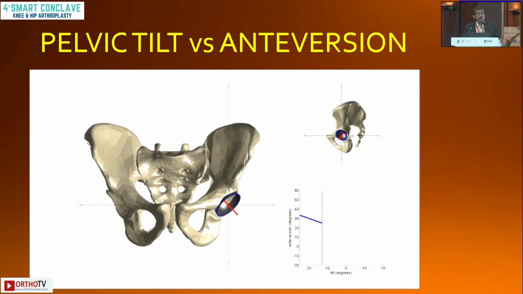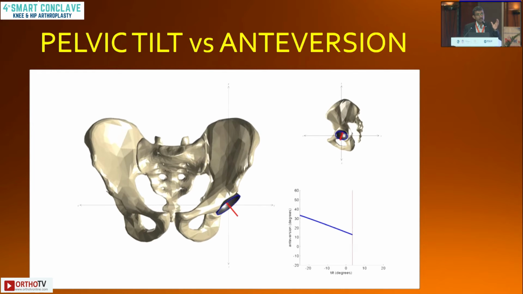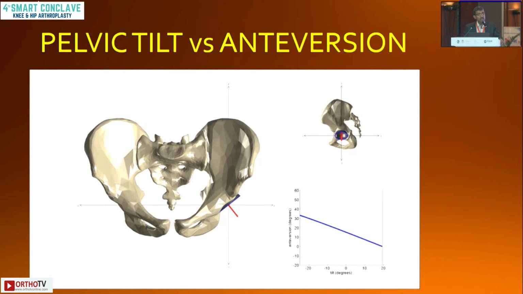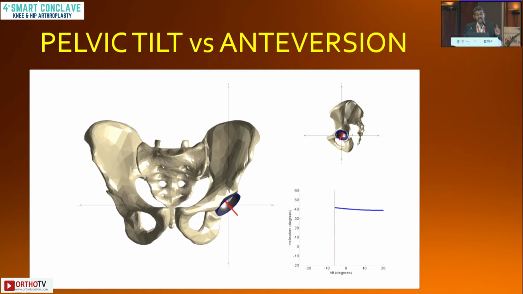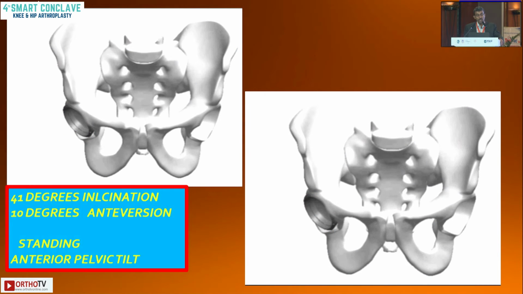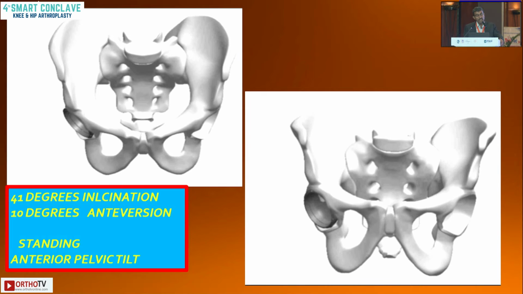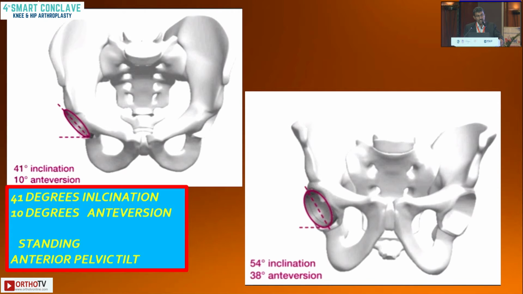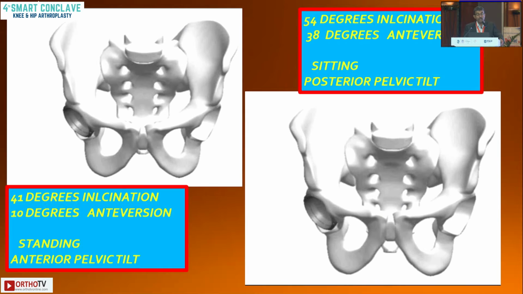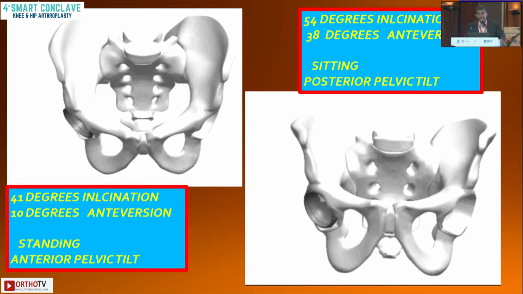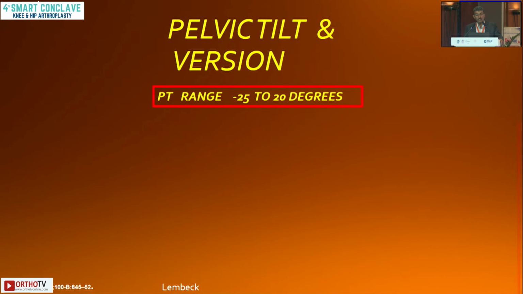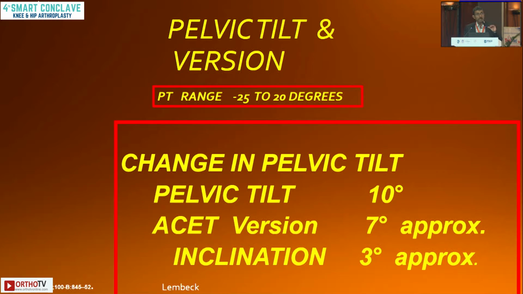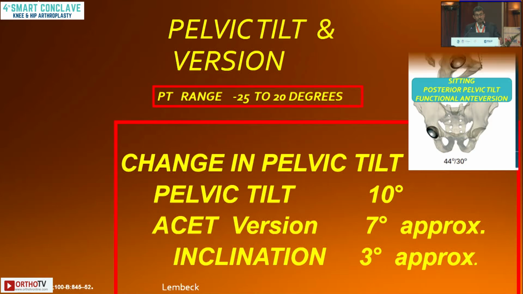Now, if you look at what happens subsequently to anteversion and how it changes with pelvic tilt, you realize that the change occurs both in the inclination and the anteversion, so much so that there is a 41 degree inclination of the acetabular cup in standing with 10 degrees of anteversion, which changes to 54 degrees of inclination and 38 degrees of anteversion in the sitting position. And that's what we have to bear in mind. So, to put it simply and to put the literature out there, there's a change in anteversion for every 10 degree change in pelvic tilt.